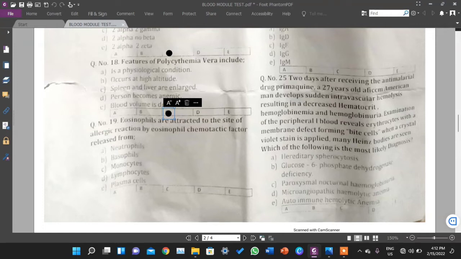Now question number 19: eosinophils are attracted to the site of allergic reaction by eosinophil chemotactic factor released from neutrophils, basophils, monocytes, lymphocytes, or plasma cells. So eosinophil chemotactic factor is released by basophil cells.